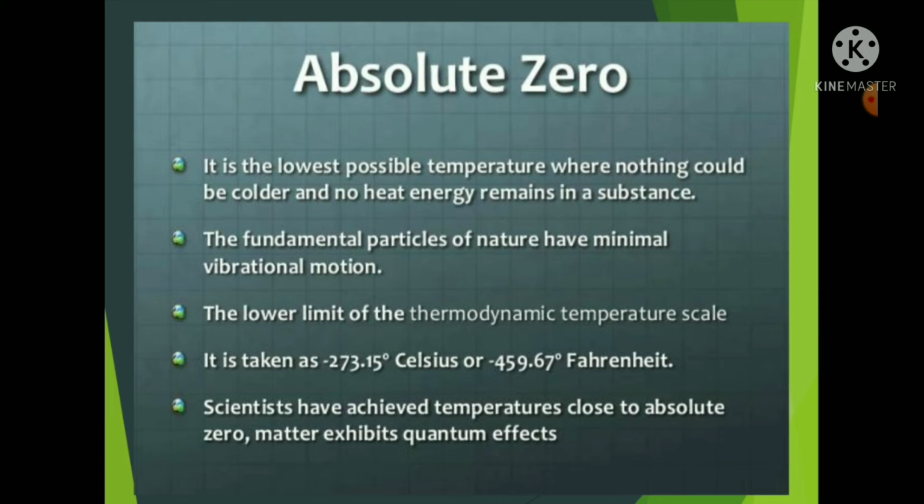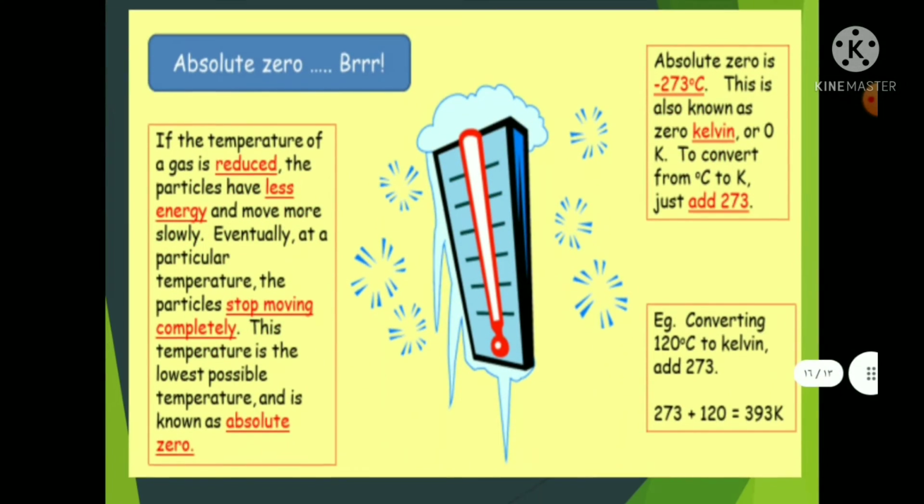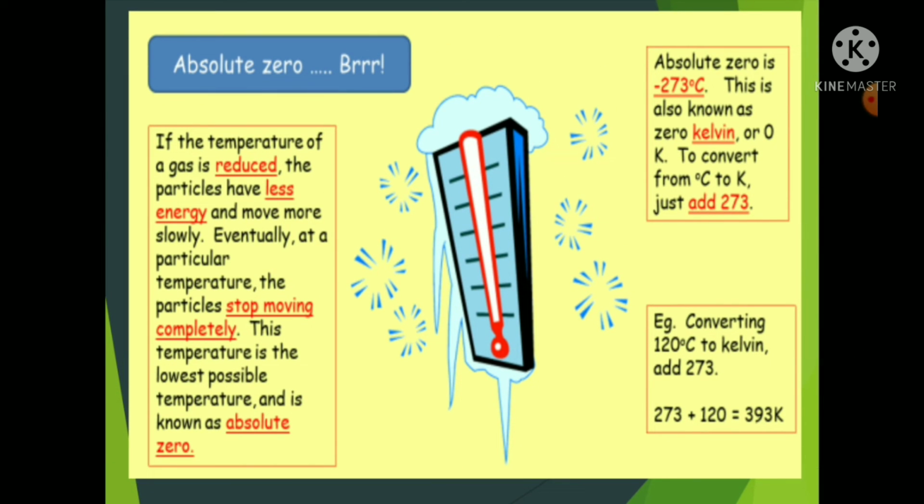The fundamental particles of nature have minimal vibrational motion. It is the lower limit of the thermodynamic temperature scale. It is taken as minus 273.15 Celsius or minus 459.67 Fahrenheit. Scientists have achieved temperatures close to absolute zero, where matter explains quantum effects. Absolute zero is minus 273 Celsius. This is also known as 0 Kelvin or 0 K.